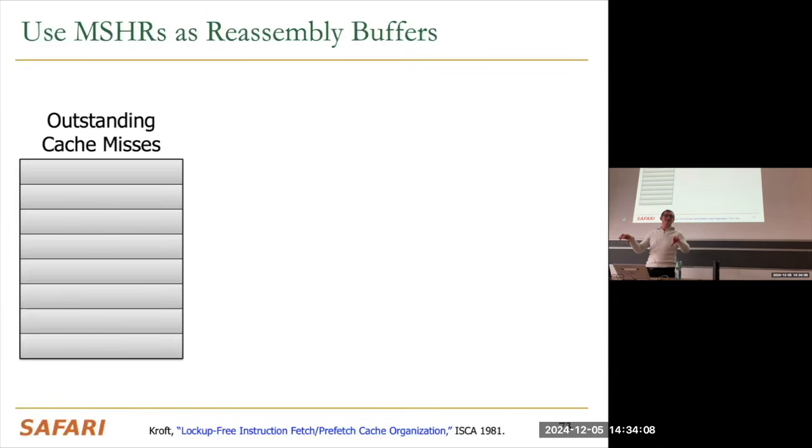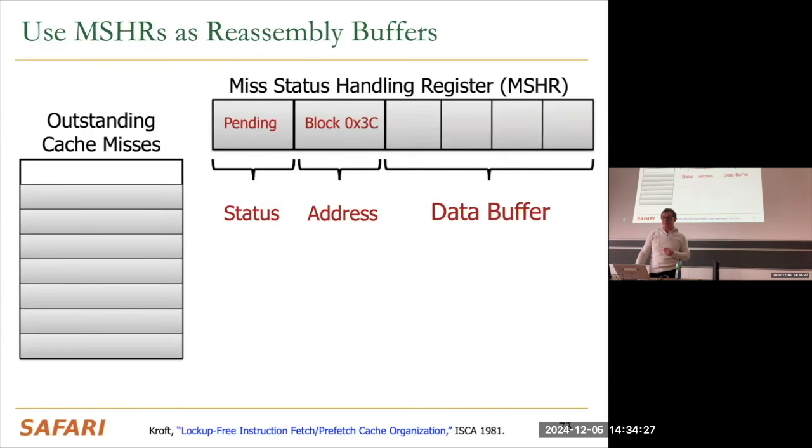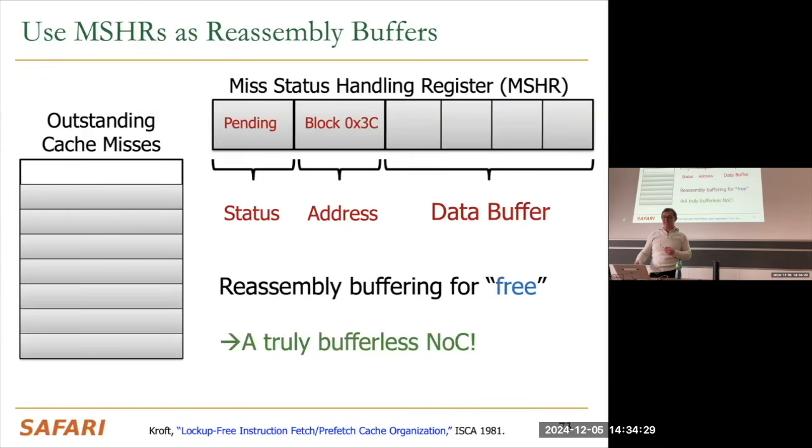If you have a tight integration between the processor and the network design, you don't need to add additional buffers in the network because the processor needs to keep track of outstanding cache misses or any request that it puts out because it's waiting for it, right? It has to keep a record of it. It has to keep space for it. So these buffers are already there, essentially. So we use the MSHRs or miss status handling registers as buffers, as reassembly buffers. So basically you have reassembly buffering for free. It's really a truly bufferless network on chip.